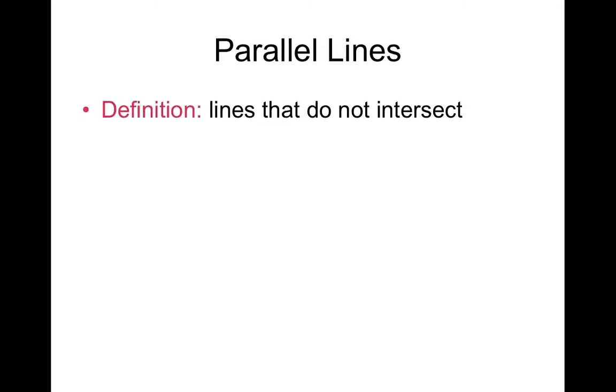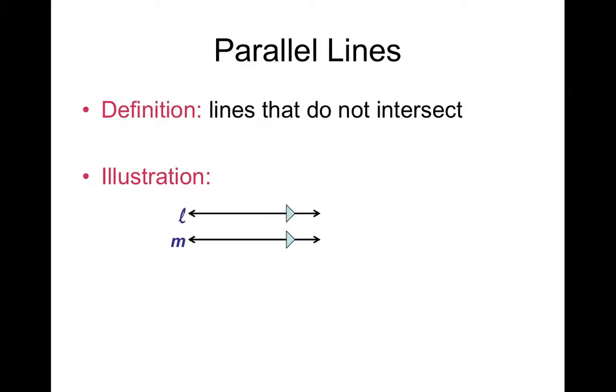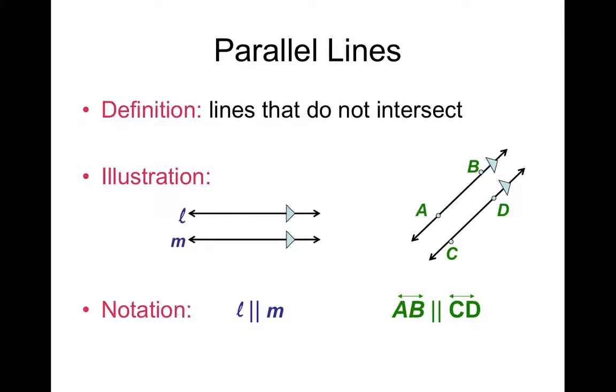First, let's talk about parallel lines. Parallel lines are lines that do not intersect. Here's an illustration of two parallel lines. There are two others. And the notation we use is right here with the parallel sign. So we'd read this as line L is parallel to line M, or line AB is parallel to line CD.